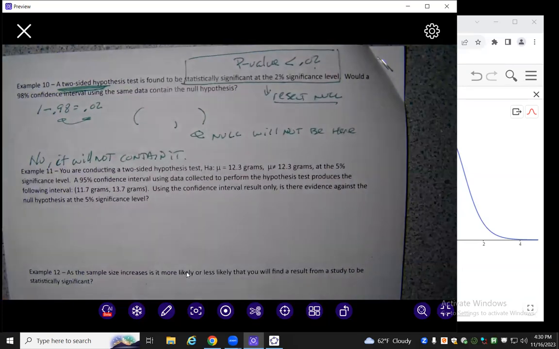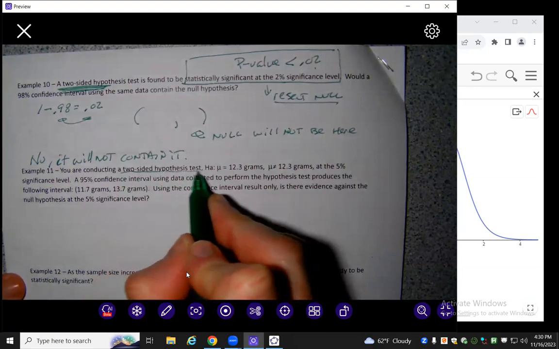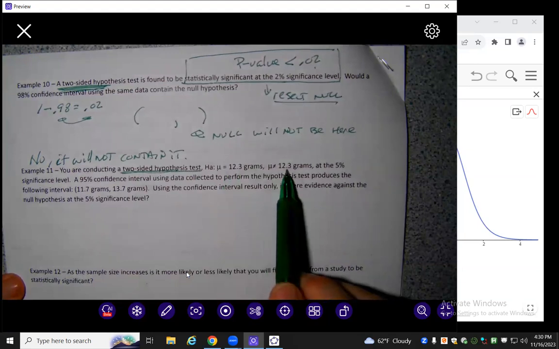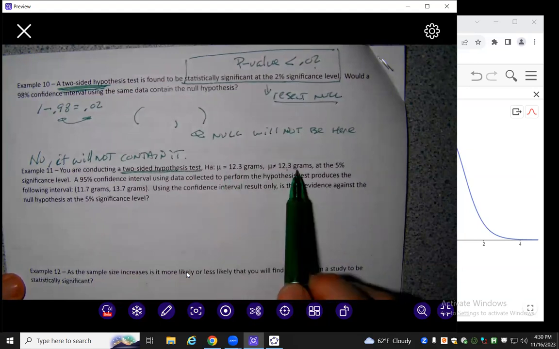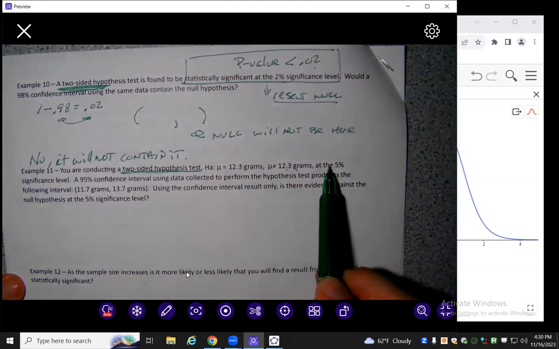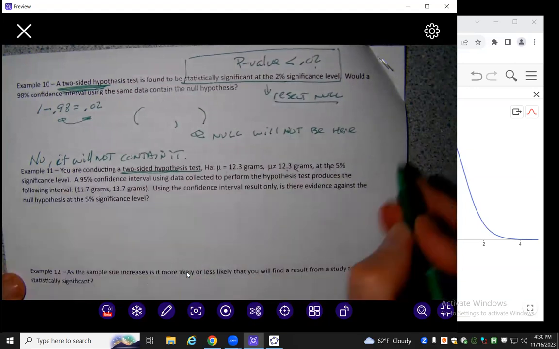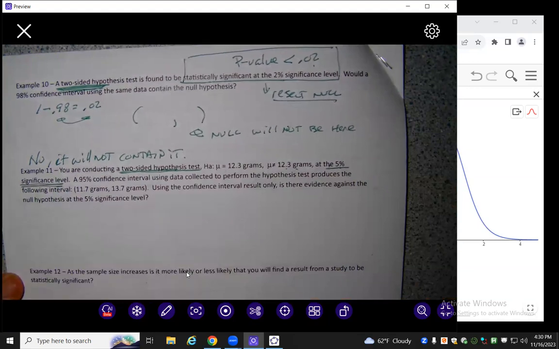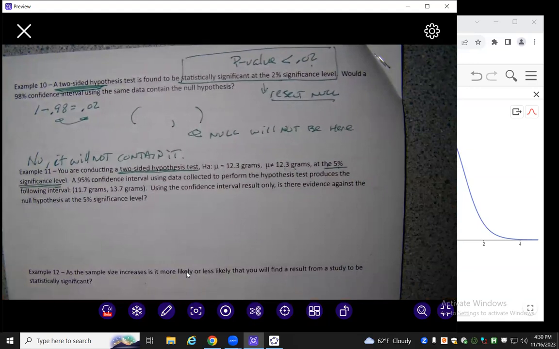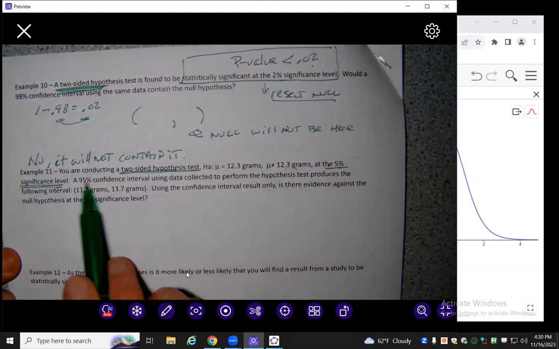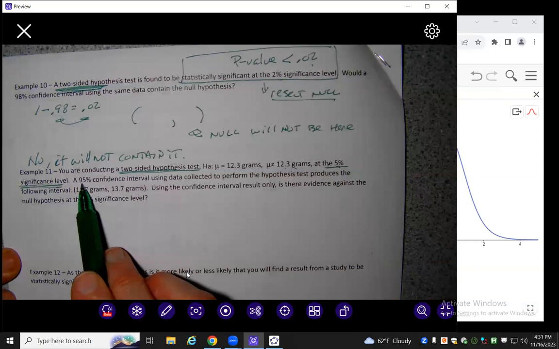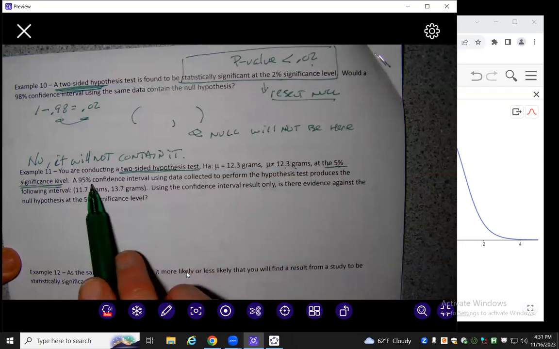You are conducting a two-sided hypothesis test. Again, notice we're just going two-sided, two-sided, two-sided, because that's the only way we can compare things. And here is some information. Mu is equal to 12.3 grams. Mu is not equal to 12.3 grams at the 5% significance level. Notice how, if we're about to compare, we need to be given this significance level to be able to compare. A 95% confidence interval, look, 5% plus 95% is 100%. So these two are complementary.